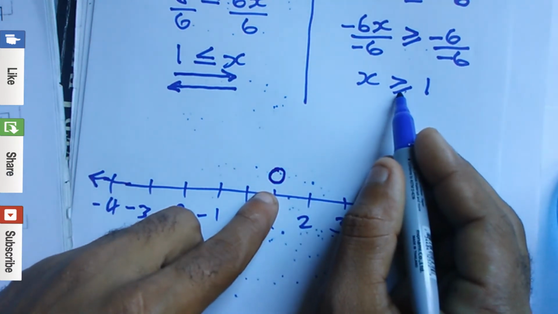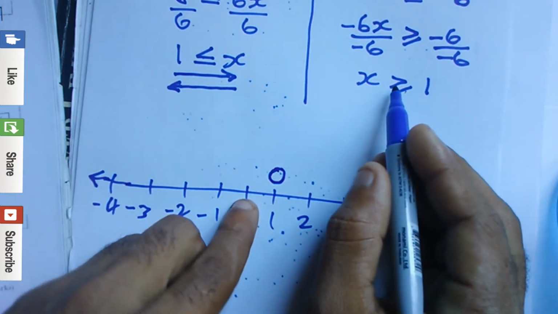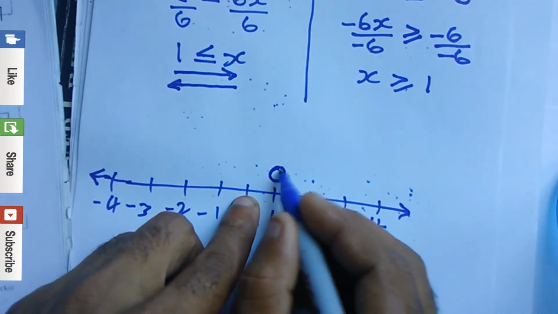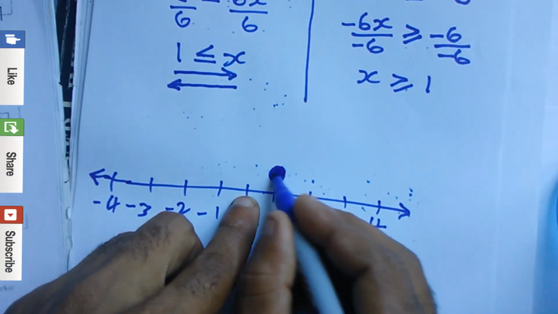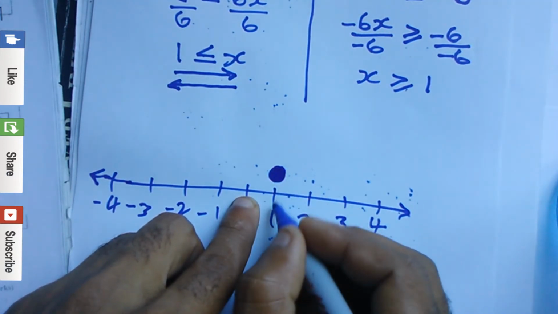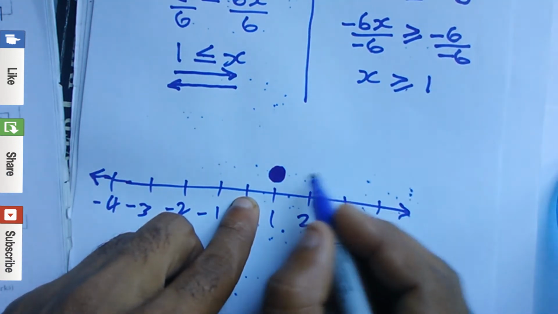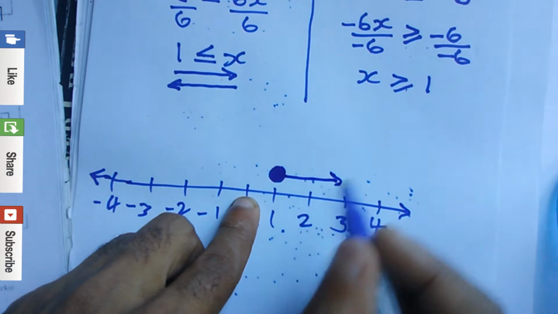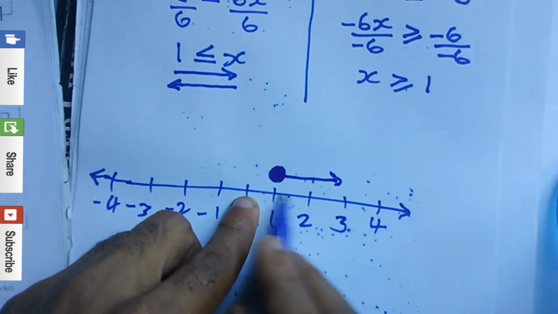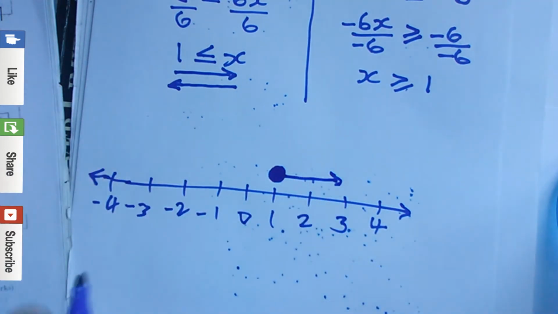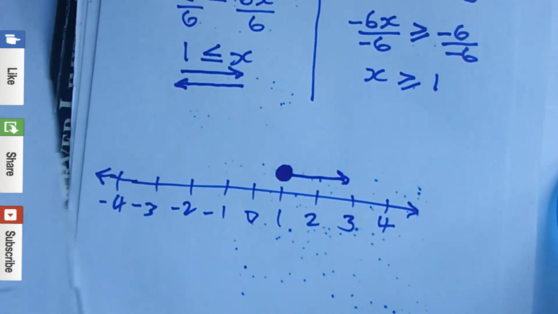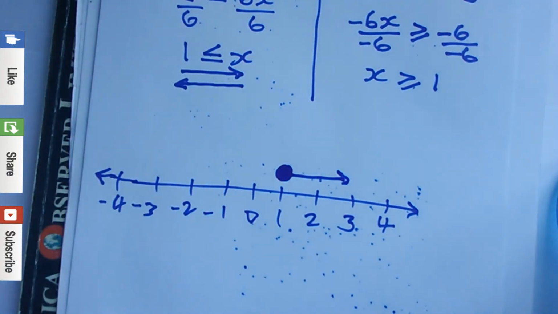Now, there's an equal sign attached to this inequality sign. So I'm going to shade this circle. So that means x is equal to 1. Now, x is what? Greater than 1. So I'm going to have to point an arrow in this direction. Why? Because all values in this direction are greater than 1. So that would be our answer for that question.